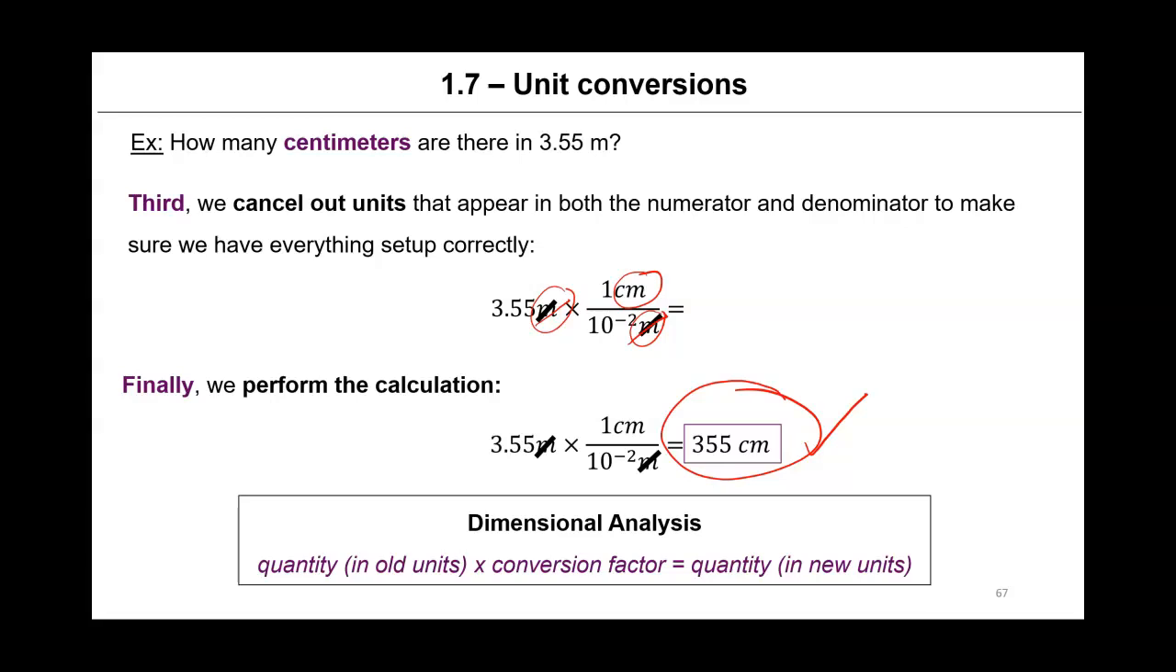So what are we doing in this method? Well, we're going to take some quantity in the old units. We're going to multiply by one or more appropriate conversion factors, and that's going to give us the same quantity but with different units.